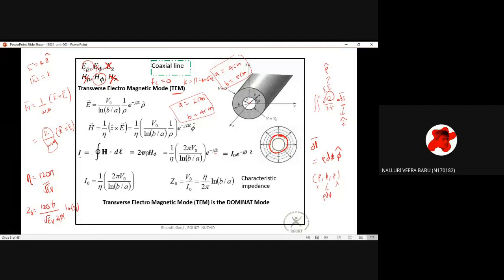Voltage and currents, sir. Yes, we can deal with voltage and currents. Very good. Any other? More bandwidth, sir. Very good. You can deal with more bandwidth, because it starts from a lower cutoff frequency of zero. There is a lot of bandwidth you can use if you are dealing with a TEM wave. Any other advantage we have for the TEM wave?